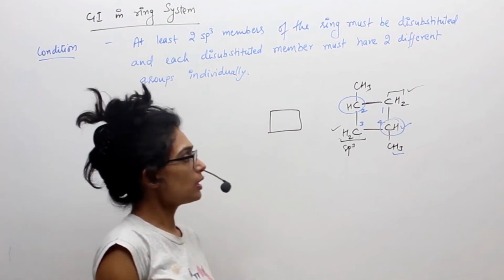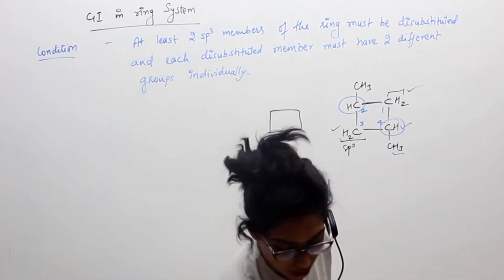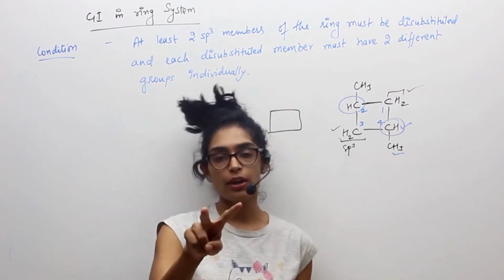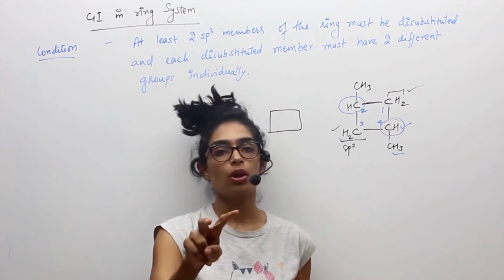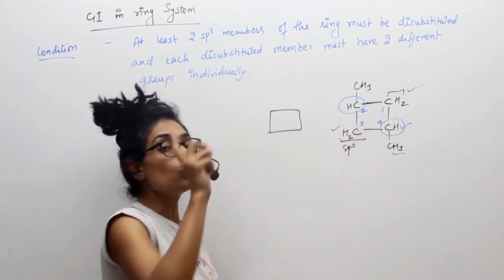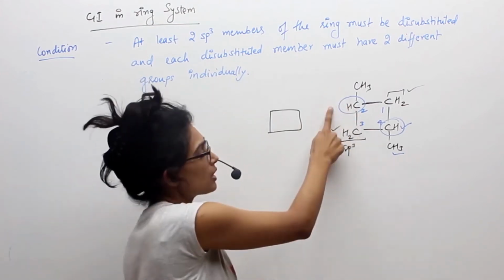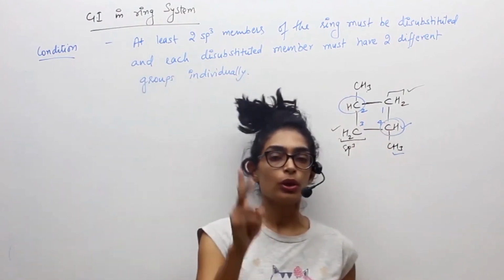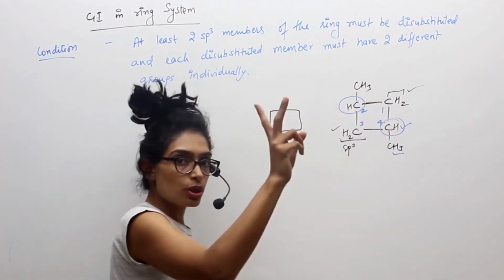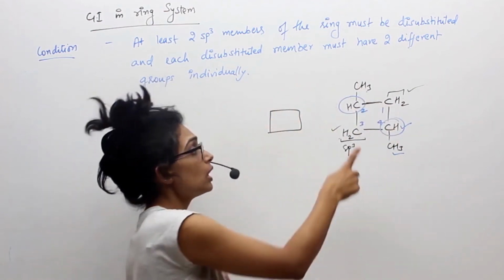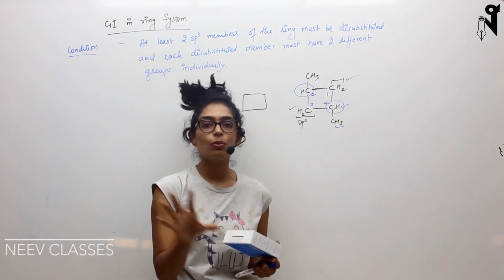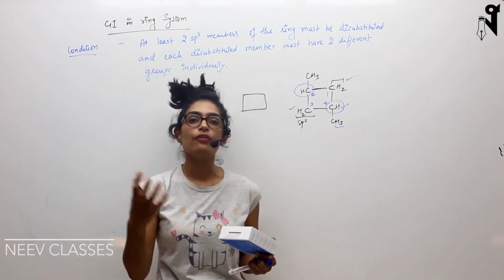So what kind of setup is it? Two sp3 hybridized carbons are di-substituted. What do we mean by di-substituted? That means it has two different groups placed on it, one is hydrogen, another is CH3. Fourth carbon is also di-substituted by two different groups, one is hydrogen, another is CH3. The first carbon has two groups attached on it and both are hydrogen. The third carbon also has two groups attached and both are hydrogens. So this is what di-substitution with different groups means.